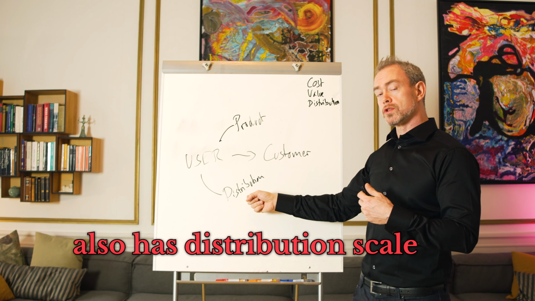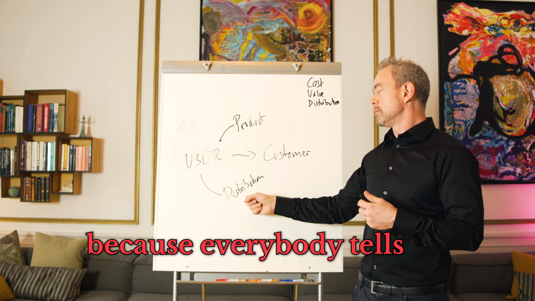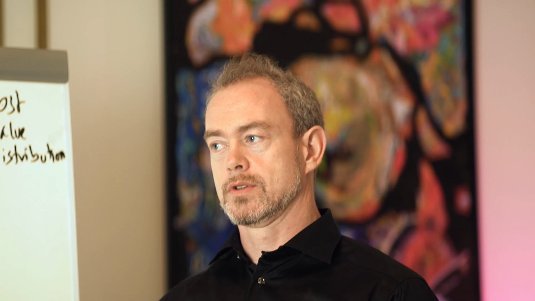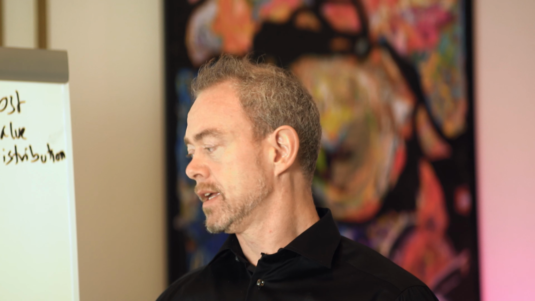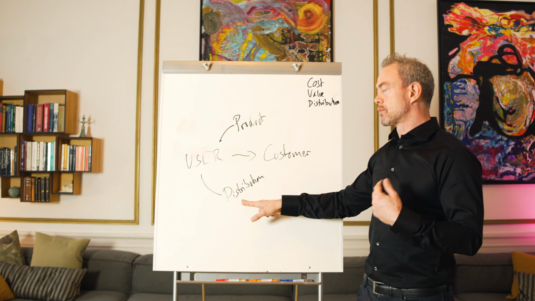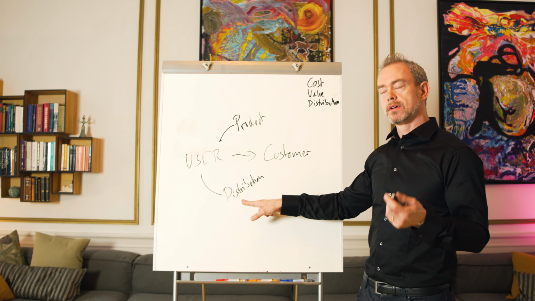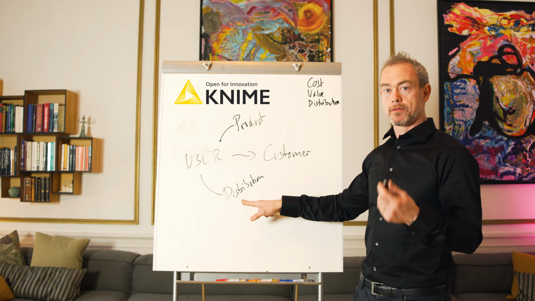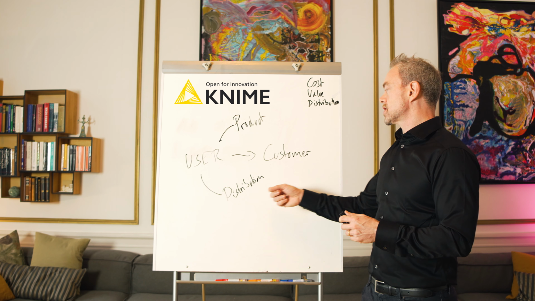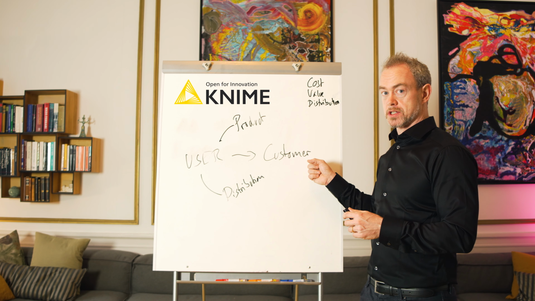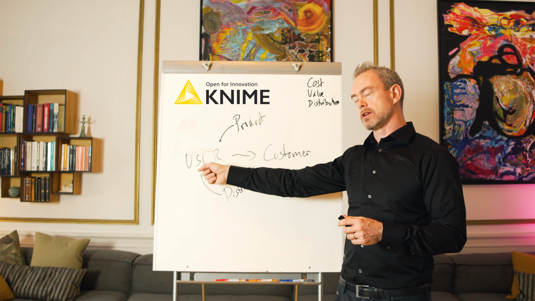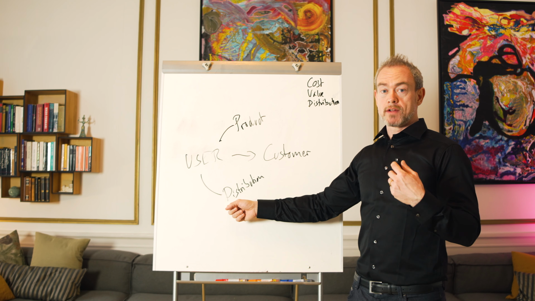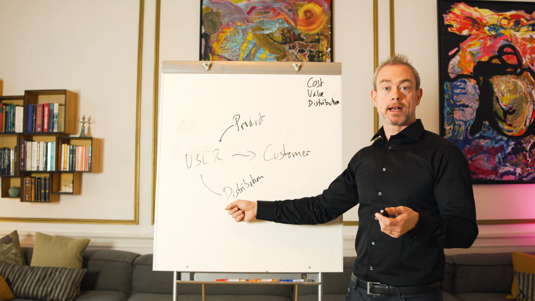Similarly, Facebook also has distribution scale, because everybody tells everybody else to also get on Facebook so that we can social media there together, right? I did a project for an open source company called Nime. They do data analytics, and they have an open source platform. They actually want to sell to large enterprise customers, but the immediate user is not the large enterprise customer. That's just you and me or everybody else who wants to use a free data analytics platform.